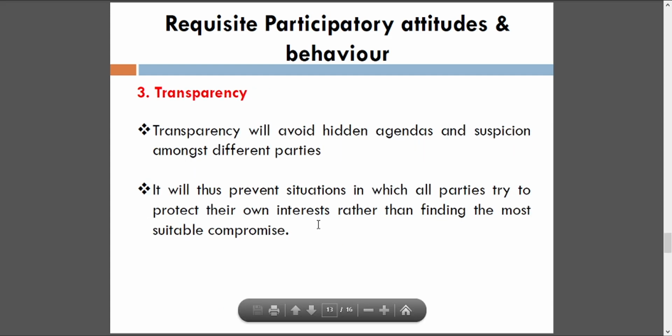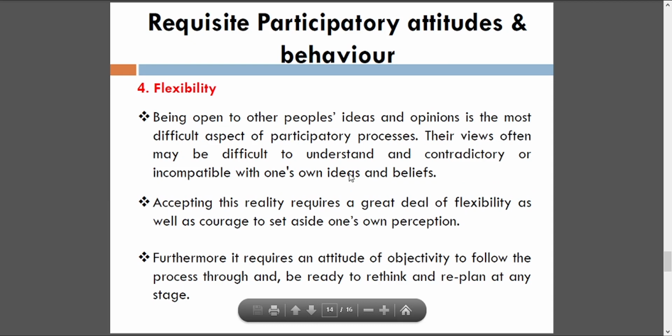The third attitude or behavior is transparency. When implementing participatory processes, there should be transparency in order to avoid hidden agendas and suspicions among the different parties. So it will therefore prevent situations in which all parties try to protect their own interests rather than finding the most suitable compromise. The fourth attitude or behavior is flexibility.